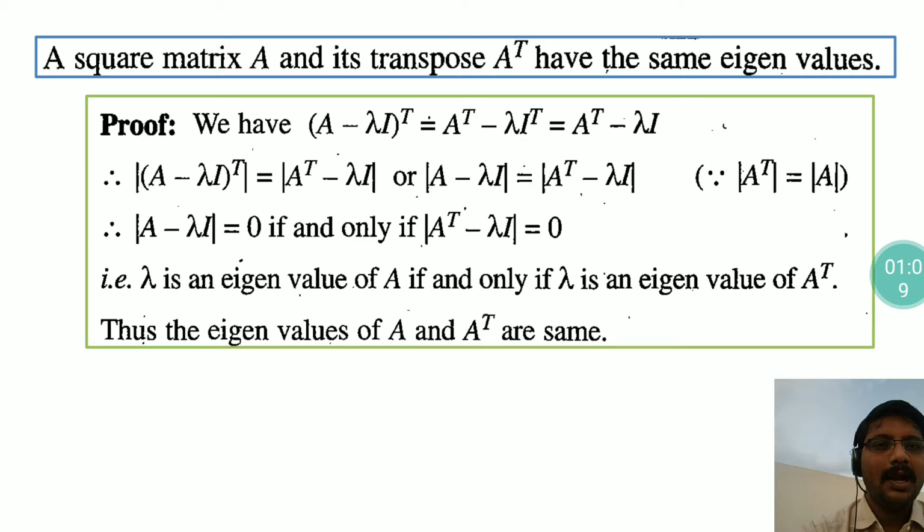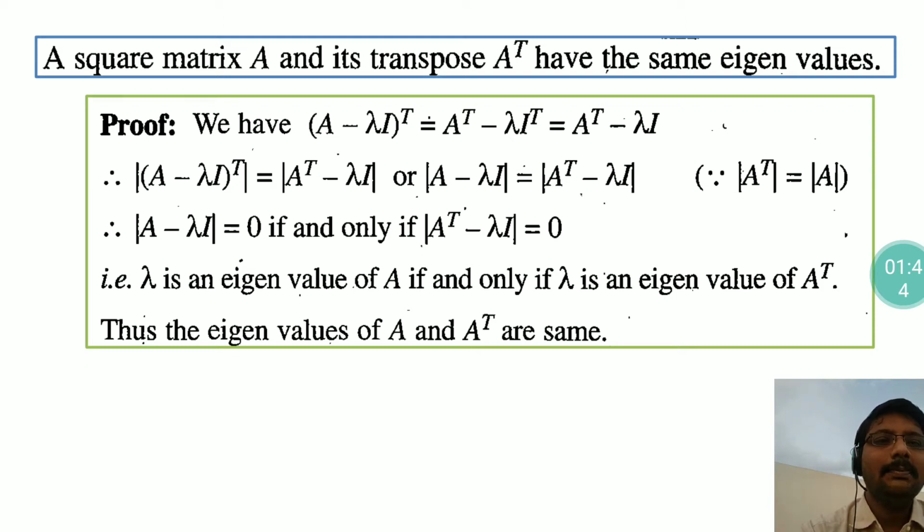I4 means the matrix 1 0 0 0, 0 1 0 0, 0 0 1 0, 0 0 0 1. So I is the identity matrix which is based on A. Now we have to consider A minus lambda I whole transpose, which is equal to A transpose minus lambda I transpose. Lambda transpose is lambda because it is a number or scalar.